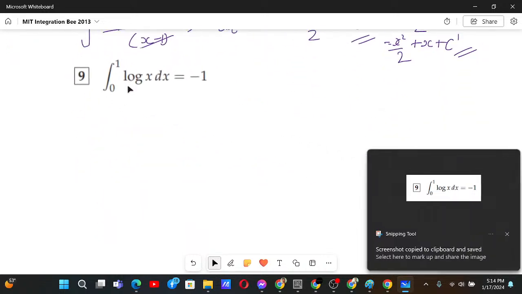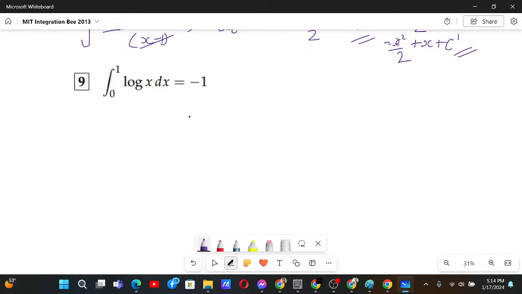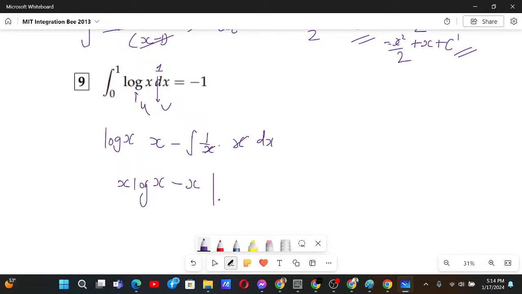Okay, so how do we deal with this problem? So basically we can use integration by parts. Let this be u, and over here let 1 be v. Let 1 be in the product. Now we have log x, and integral of 1 is just x, minus integral of the derivative of log x, which is 1 by x, times integral of 1, which is x, dx. This cancels out, which gives us x log x minus integral of 1, which is x, from 0 to 1.